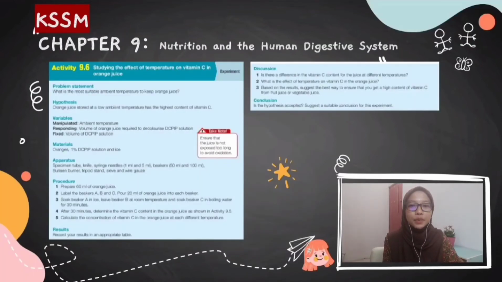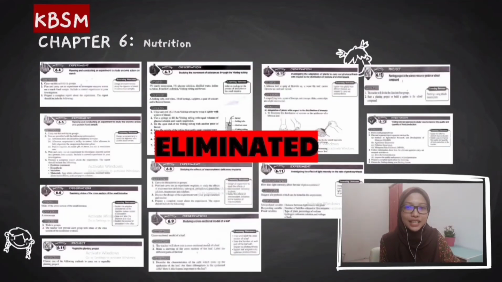The last compulsory experiment suggested in Chapter 9 KSSM aims to study the effect of temperature on vitamin C in orange juice. This is a fascinating and simple experiment as students will be able to know the suitable ambient temperature to keep orange juice, which they can apply in their daily life. Surprisingly, based on my observation in the KBSM practical book, there are a lot of activities suggested under this topic. However, they are eliminated and not carried forward to the KSSM textbook as most of them are repeated experiments from other chapters and not suitable to put under this chapter.